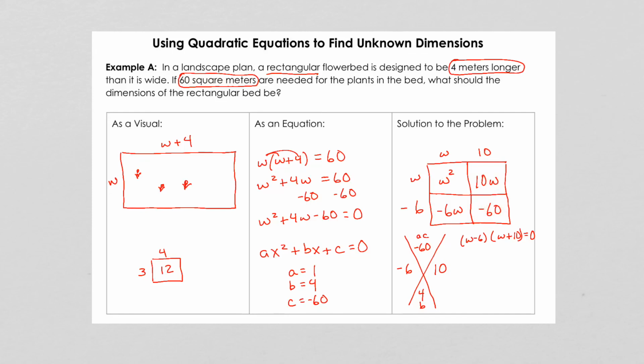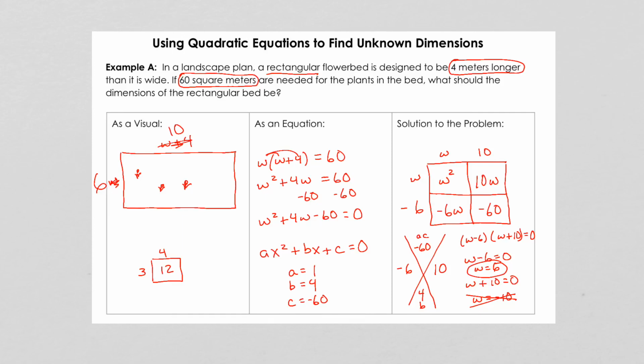Okay? So just like we said before, we need this w minus 6 to equal 0, or we need that w plus 10 to equal 0. Well, in order for w minus 6 to equal 0, w would have to equal 6. In order for w plus 10 to equal 0, this w would have to equal negative 10. Well, we can't have a dimension, a length or a width of negative 10, so we're going to go with this one. So we know that the width is 6, and then when we add that to the 4, we find out that the length is 10, and we have our dimensions.